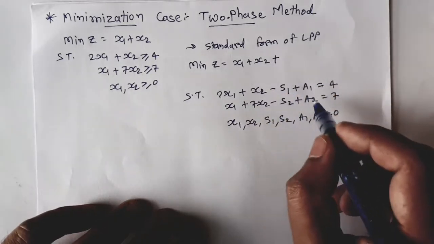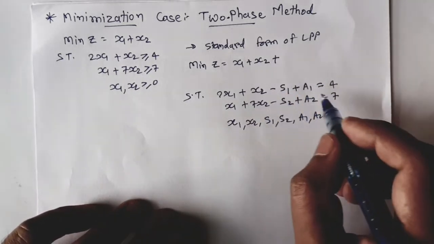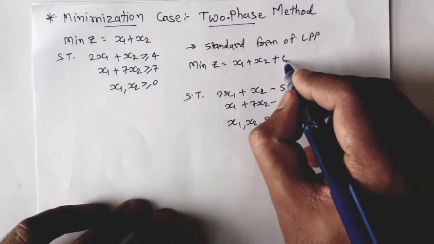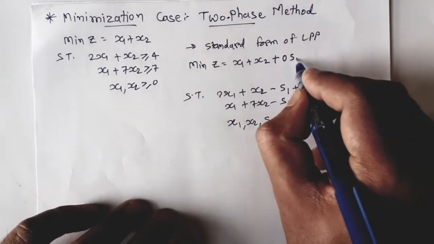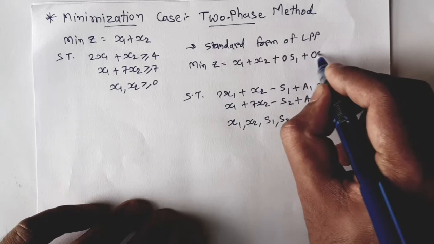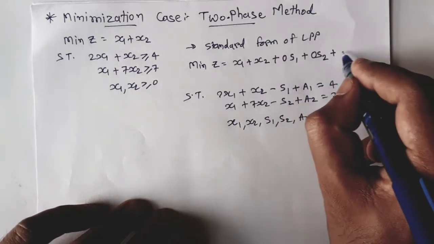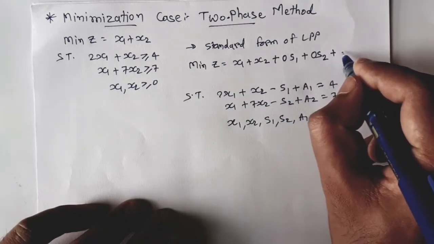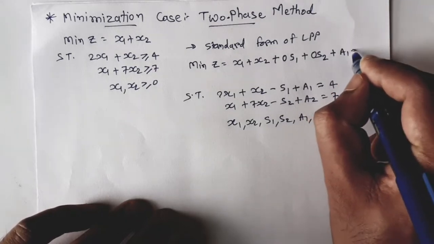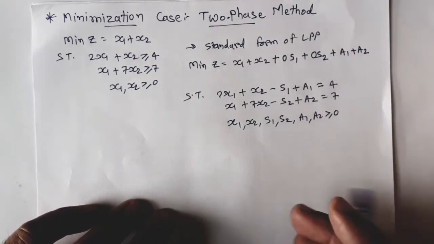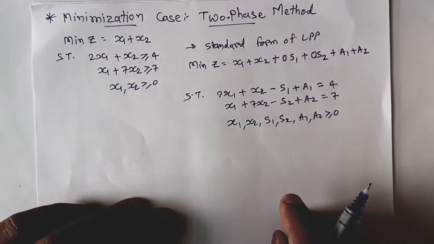And after all, we introduce all the slack and artificial variables in the objective function. All the slack and surplus variables are introduced with zero coefficients, and all the artificial variables with a coefficient of 1. So plus a1 plus a2. So this is the complete conversion into the standard form.